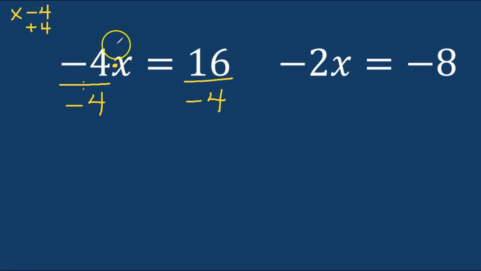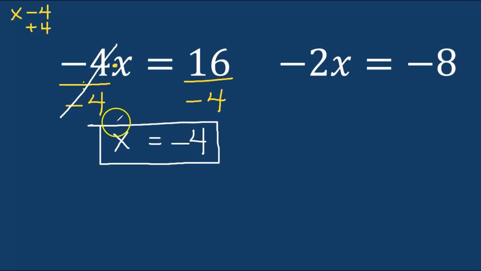4 divided by 4 is 1, leaving us with a single x. And 16 divided by negative 4 is, 16 divided by 4 is 4. And remember that a positive divided by a negative is a negative. So our answer is -4.